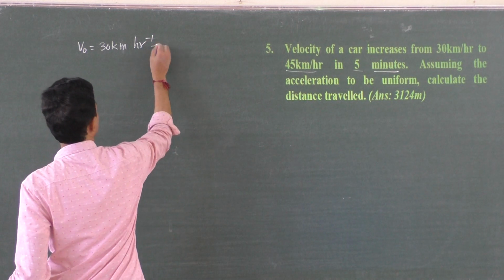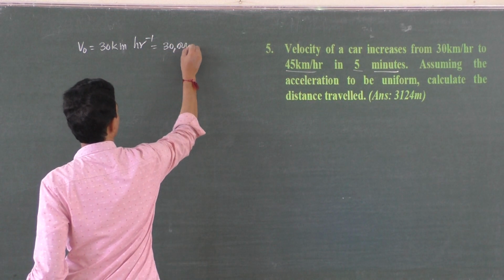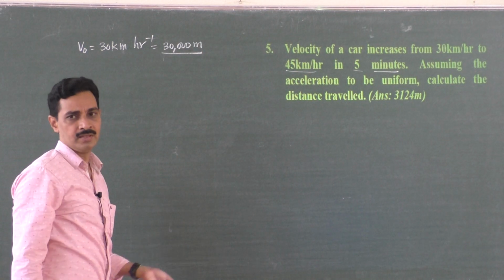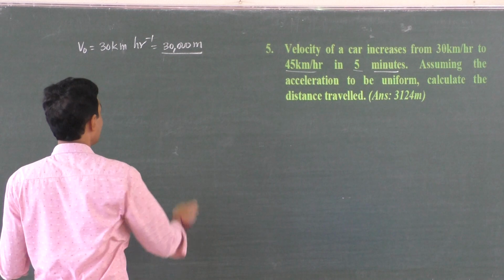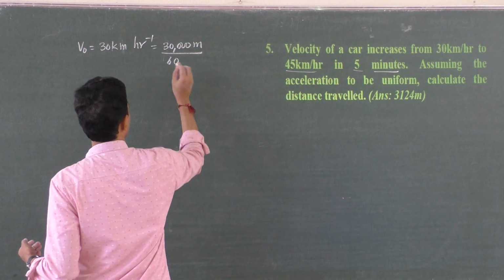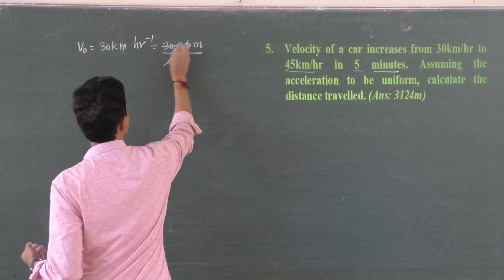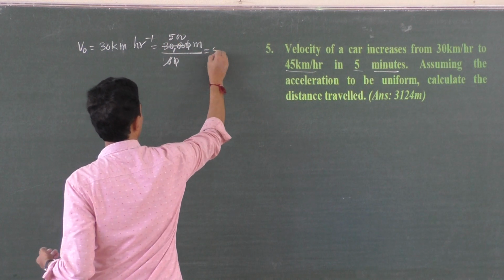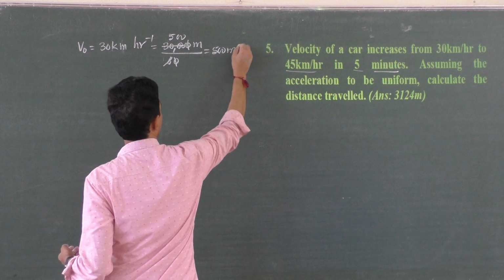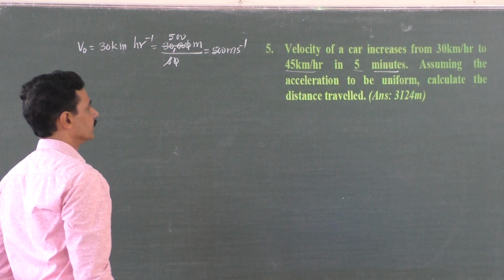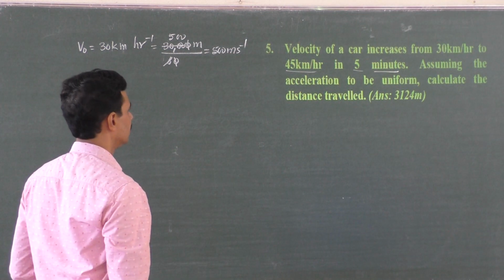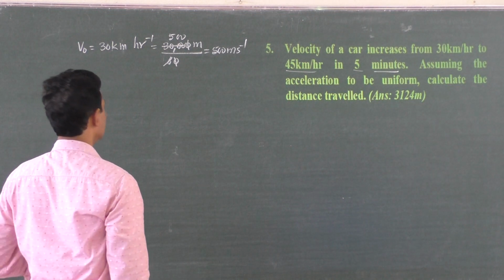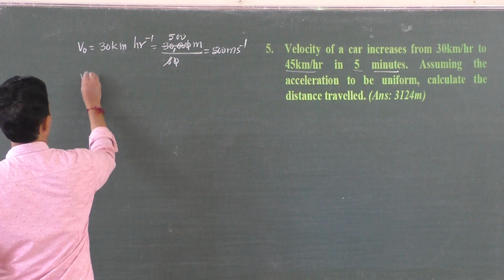30 km per hour is 30,000 meters per kilometer, since kilo means 1000. Per hour means 60 minutes, and per minute 60 seconds. So initial velocity is 30,000 by 60 by 60, that is 50 by 6 meters per second.